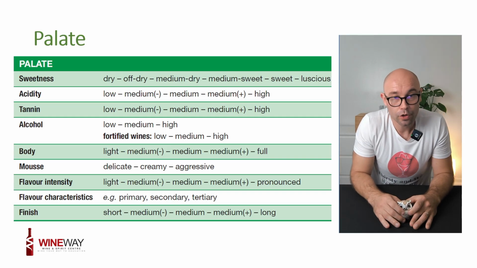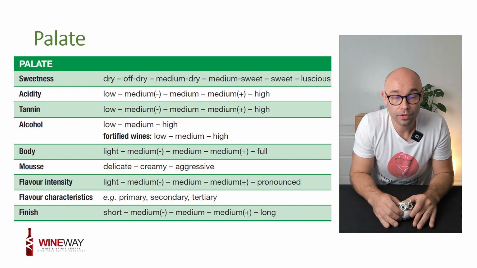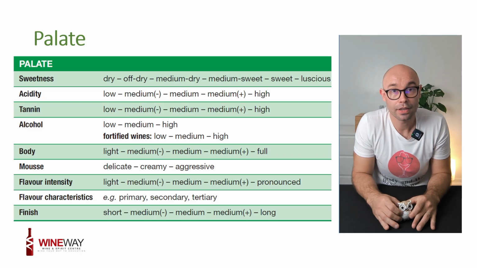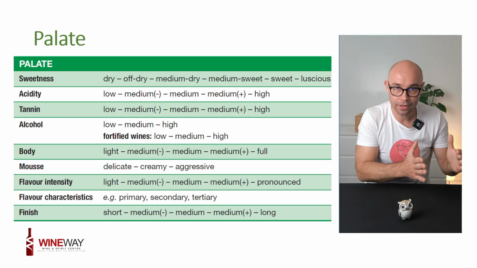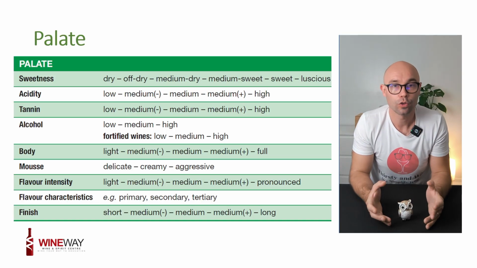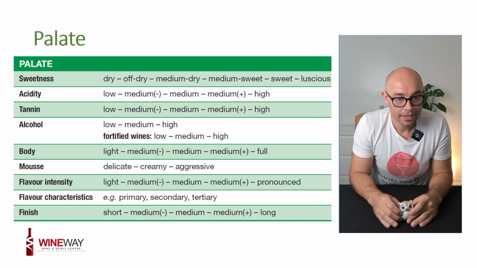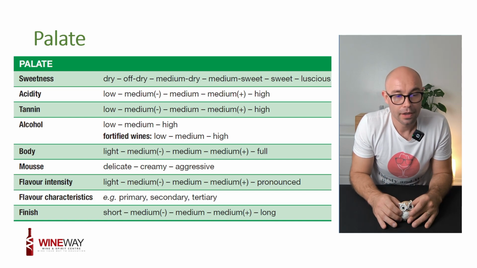So on the palate, you're going to get 9 points for the white wines and 10 points for the red wines, an additional point because of the tannin. So again, the first part of the key to success for the tasting part is remembering the whole SAT. Remember the clusters where you get points, and also remember the lexicon, how to describe these wines. On the palate, the clusters are sweetness, acidity, tannin, alcohol, body. Mousse is used for sparkling wines. Then flavor intensity, flavor characteristics, and finish.